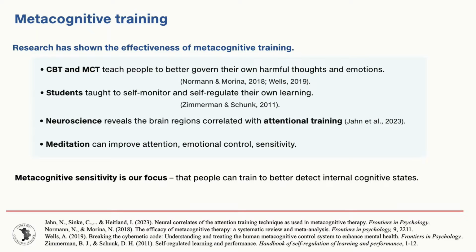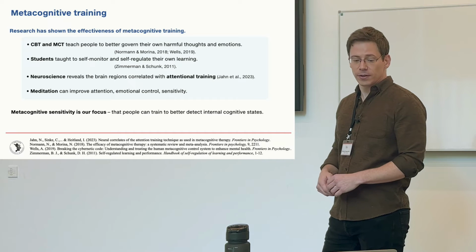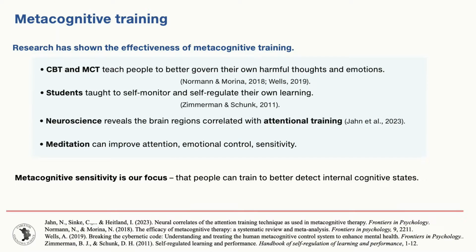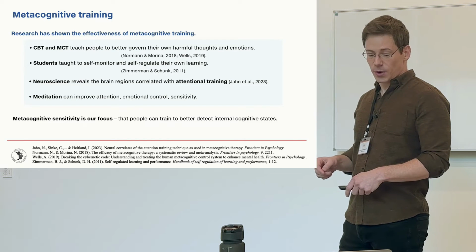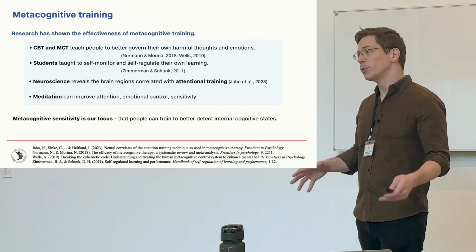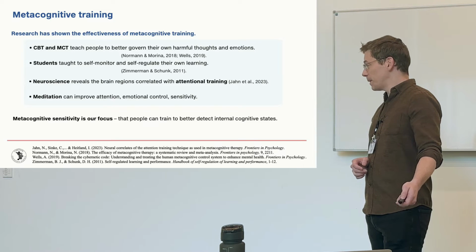In education, there's a reason why metacognition is being inputted into educational systems around the world right now. They're all scrambling and trying to understand this. And it's one of the best predictors of education and learning. So students can be taught to self-monitor and self-control their own learning. And neuroscience has revealed some of the brain regions correlated with attentional training, show the strengthening of regions associated with emotional control. And meditation has shown to improve attention, emotional control, sensitivity, and all these things. So we're trying to understand metacognitive sensitivity in this sense. So how can training improve our ability to perceive our own mental states?